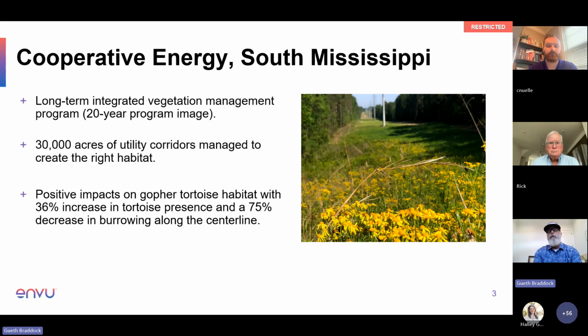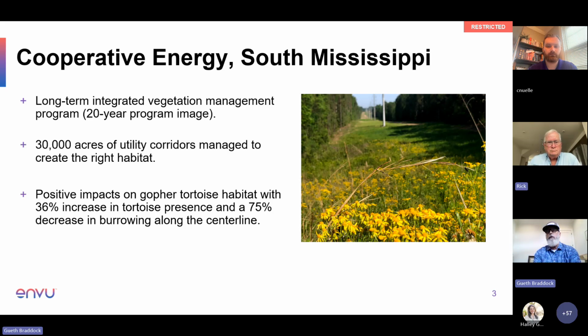Just a couple examples quick before I turn it over to Rick, but this is one of our customers in South Mississippi, Cooperative Energy, and they have a tremendous success story. You may have seen that article published recently, but they've been on a program for about 20 years. They manage 30,000 acres of utility corridors, primarily transmission lines. And over time, they have moved that right of way from a narrow corridor that runs from pole to pole to a managed right of way that's released these native species.